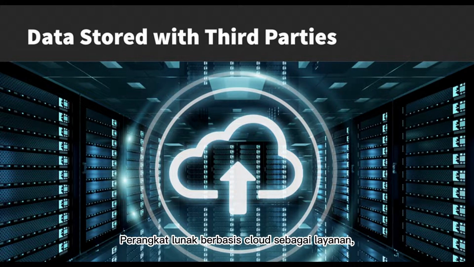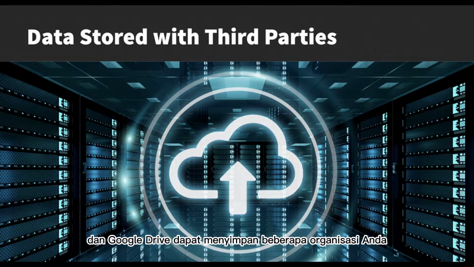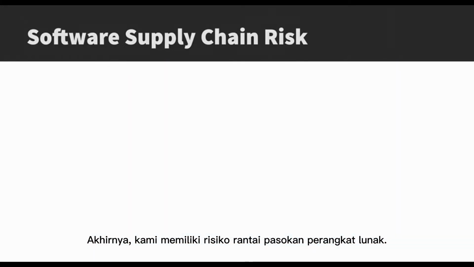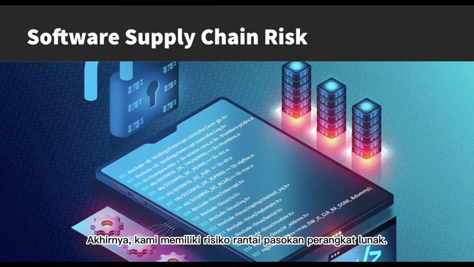On top of that, consider all the data your organization stores with third parties. Cloud-based software as a service or SaaS applications like Dropbox, Salesforce, and Google Drive can store some of your organization's most critical data. And your organization may be storing its data with other third parties that aren't SaaS apps. If the right controls aren't in place, that data may be accessible to malicious actors outside or inside of your organization.